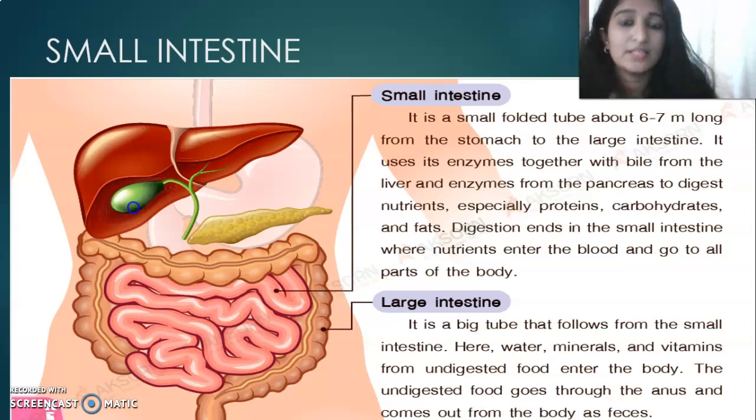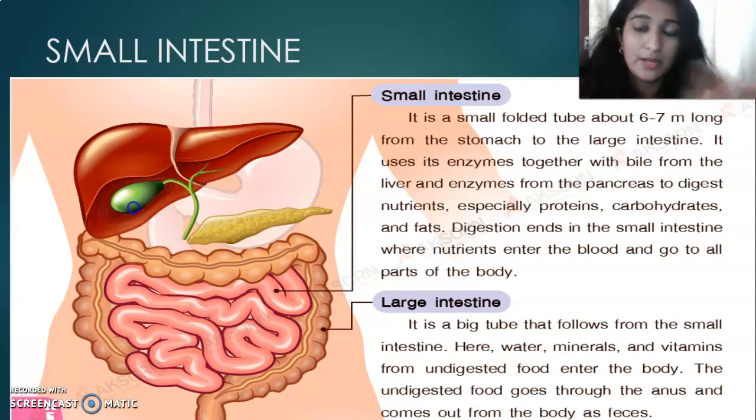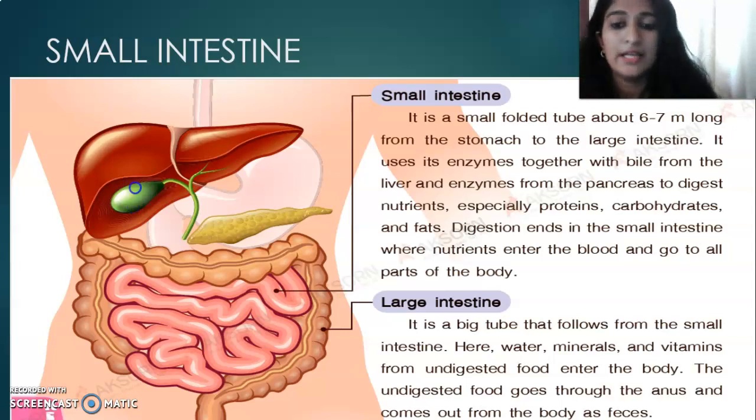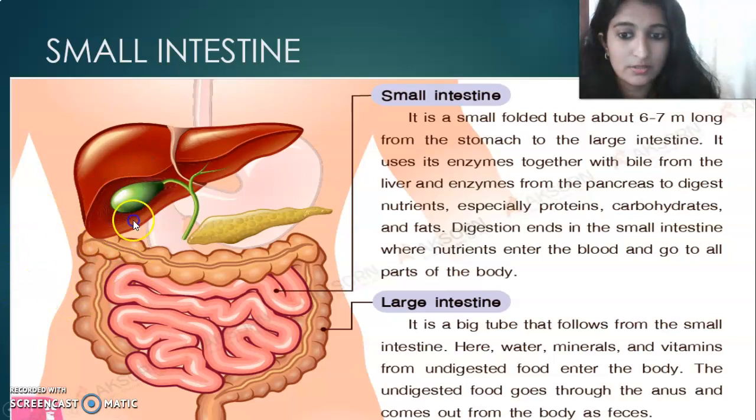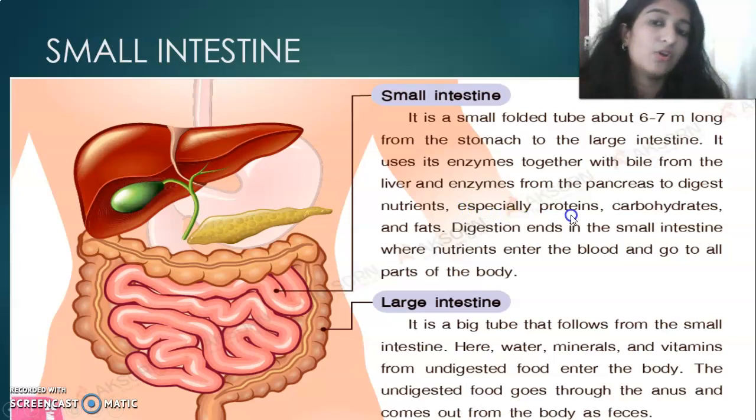The liver secretes bile. Bile helps to break fat. Only think about the liver secreting bile, which digests fat. Next we have pancreatic juice from the pancreas. The pancreas helps us to digest nutrients, especially proteins. Proteins are not fully digested in the stomach. Some remaining proteins are digested in the intestine.